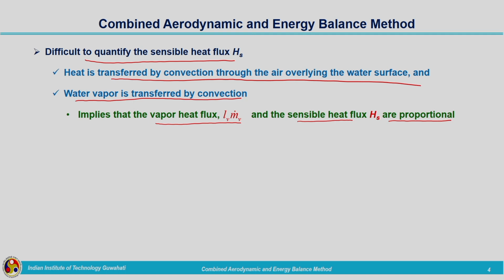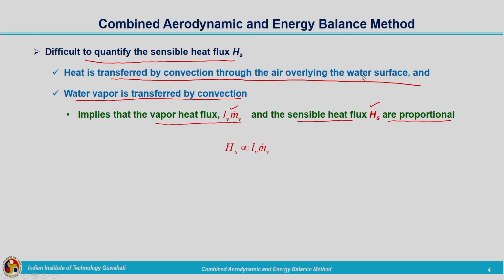What is the vapor heat flux? It is given by the expression Lv mv dot, and the notation we are using for the sensible heat flux is Hs, which is nothing but our sensible heat. Since these two processes are taking place because of convection, we can assume that the same mechanism is responsible for the heat transfer and the vapor transfer. Both of these processes are due to convection.